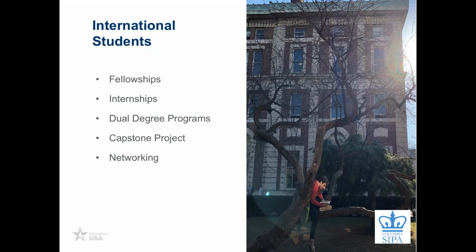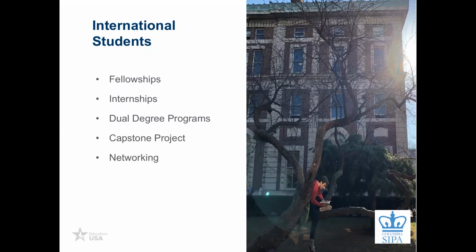And if you apply early enough, you can actually receive a stipend to cover room and board if that internship doesn't allow funding for that. And I think it's great just because it's an opportunity for you to gain practical experience as an international student in a country other than the country that you're completing your graduate program in.